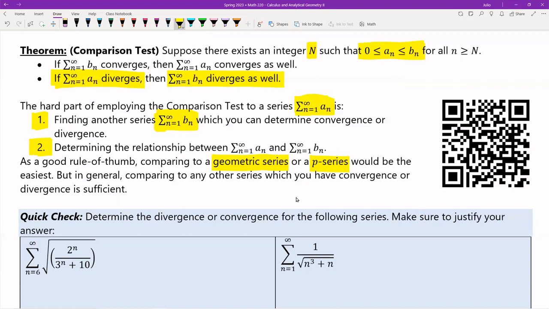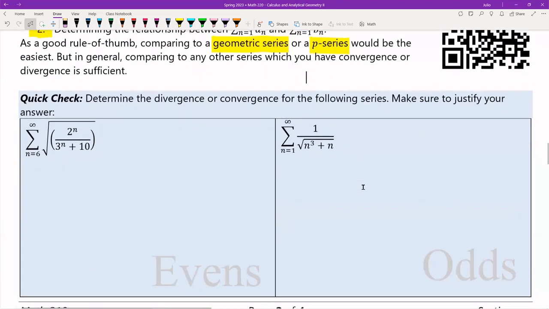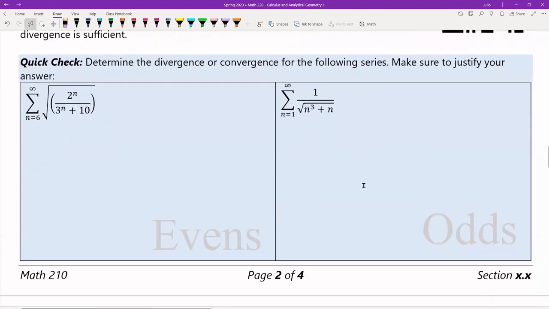Anything you can think of that has convergence or divergence information tied to it is fair game. That's exactly what I'm going to show you in this next quick check. These two, the even and odd ones, are fairly simple. Hopefully you can see what you're going to be using, what comparison you're going to be making. So try it out.